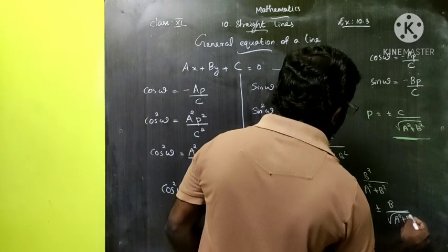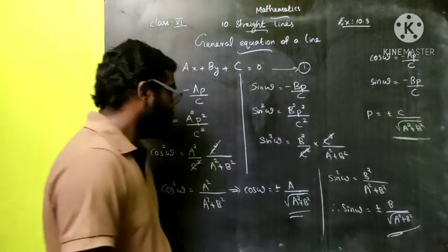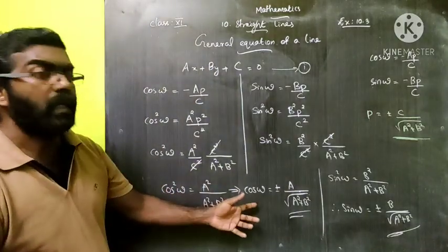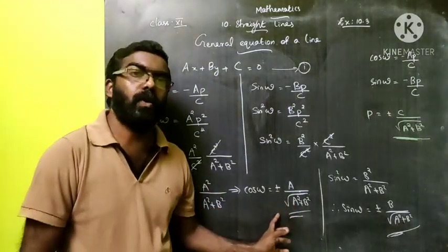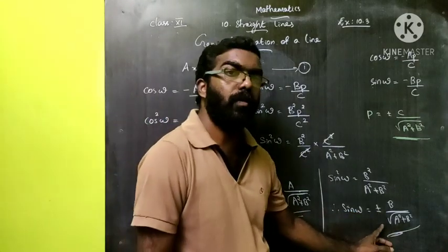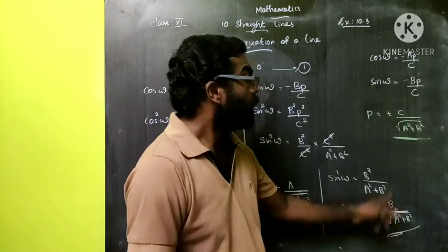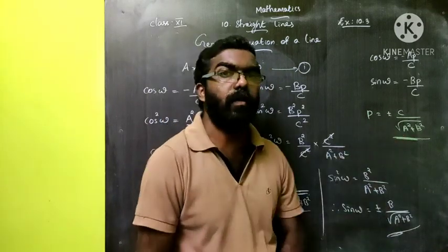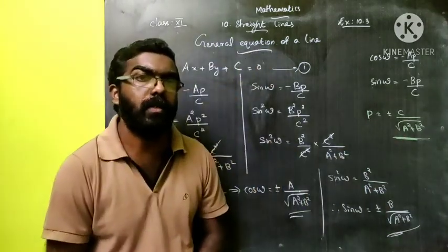So what we can conclude is cos omega is equal to plus or minus A by root of A square plus B square. Sin omega is equal to plus or minus B by root of A square plus B square. And P is equal to plus or minus C by root of A square plus B square. Okay.